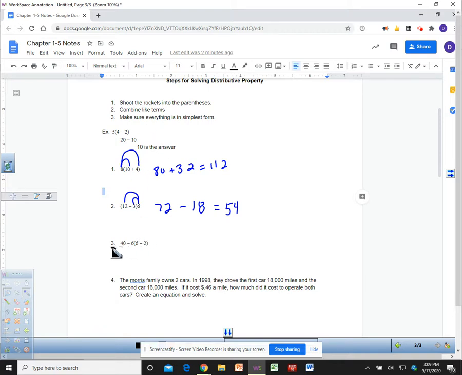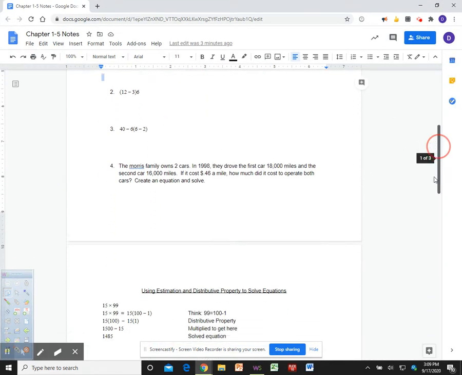Okay, next one, 3. You're going to take this -6 and distribute it inside before we subtract, because if we do it after we subtract, we're going to get some really big numbers, and we don't want that. So first thing goes to the -6, so you have 40 minus 36, and then -6 times -2 is a positive 12. This gives you 40 minus 36 is 4, plus 12 is 16. That's the distributive property. It's pretty easy to use, and it can be used for a lot of things.